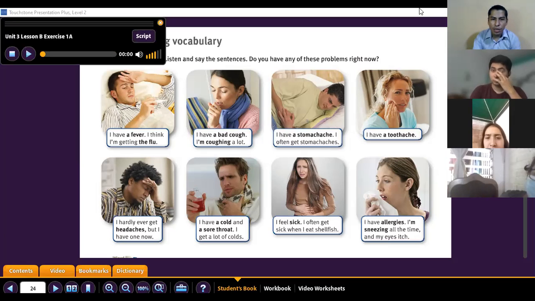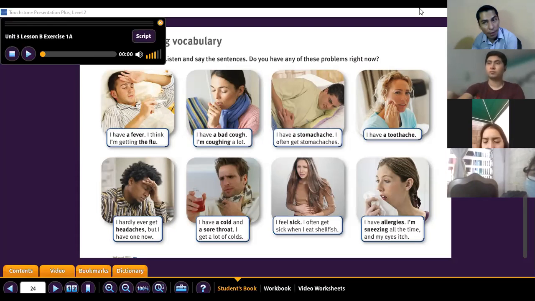Okay, now let's see one by one. I have a fever is the expression when you want to say tengo calentura o tengo temperatura o tengo fiebre. I have a fever. You don't have to say I have fever. I have a fever. I have a fever. I think I'm getting the flu. I'm getting the flu. Me está dando gripe. Creo que me está dando gripe. I think I'm getting the flu.